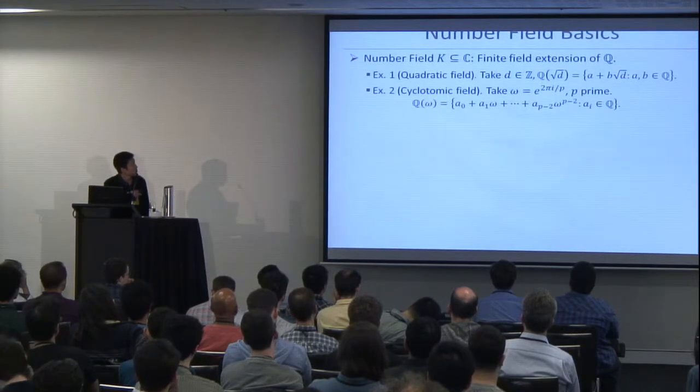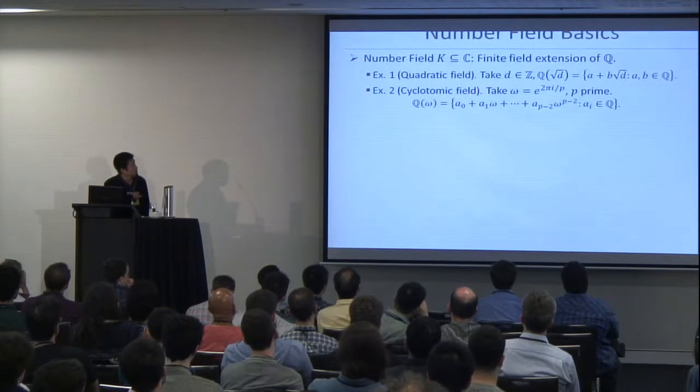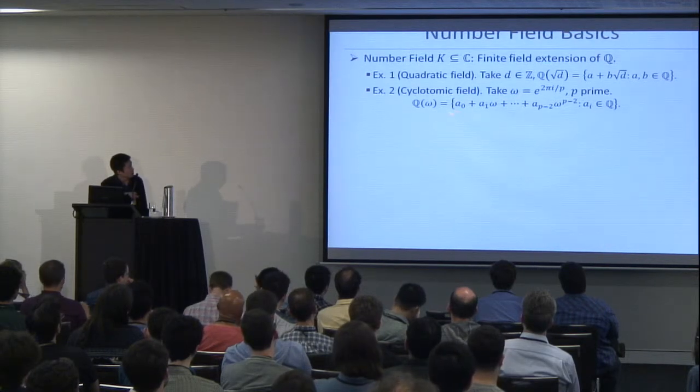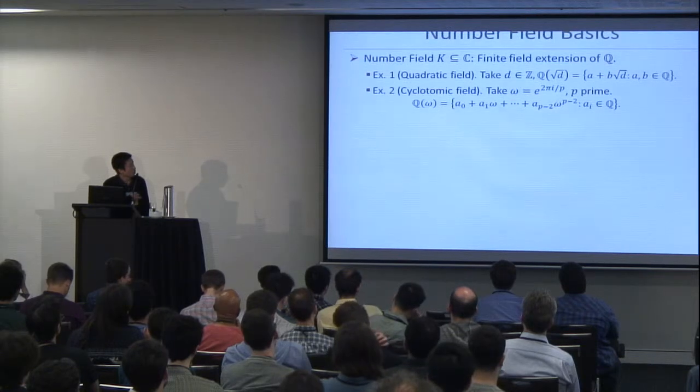Another interesting family of number fields is called the cyclotomic fields. Here we take a pth root of unity omega, and the field elements will be rational linear combinations of all powers of omega.